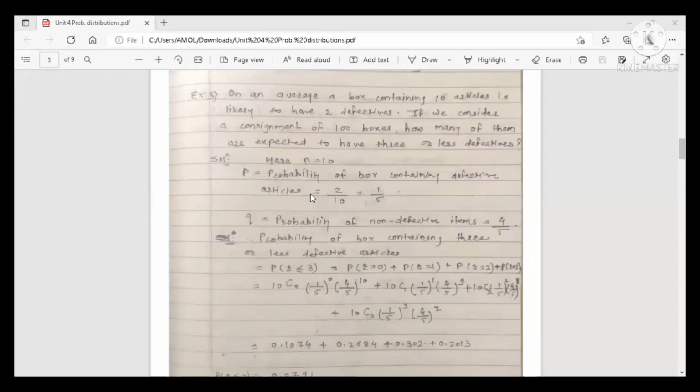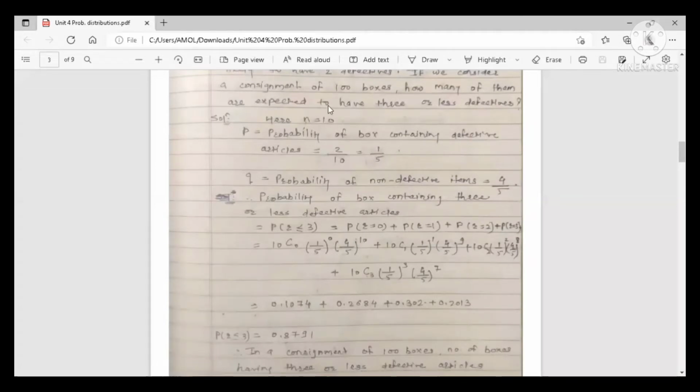Now the probability of non-defective articles, which means the probability of failure, is 1 minus p. That is 1 minus 1 by 5, which is 4 by 5. So this is the probability of failure.